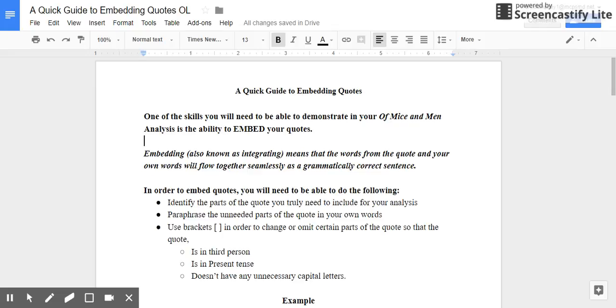This is an audio guide to embedding quotes to go along with the embedding quotes visual quick guide. Embedding quotes is one of the most complicated skills that you are going to have to learn in high school, and it takes a lot of practice. But I've just tried to break it down into a couple steps, and hopefully that will help you know what it takes in order to embed correctly. But practice makes perfect. So don't be frustrated if the skill takes you some time to be able to develop easily.